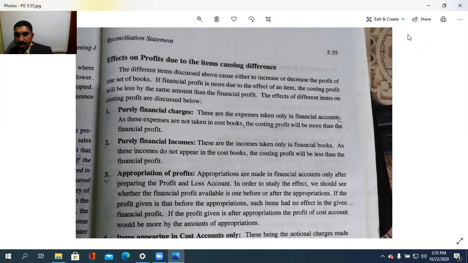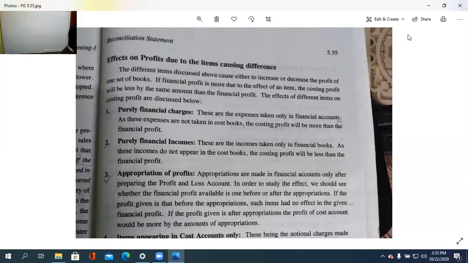As these expenses are not taken in the cost books, the costing profit will be more than the financial profit. അല്ലെ? അത്രയും എക്സ്പെൻസസ് കോസ്റ്റിനകത്ത് എടുക്കുന്നില്ല, പക്ഷേ ഫിനാൻഷ്യൽ എക്സ്പെൻസസ് ആയതുകൊണ്ട് എവിടെ എടുക്കണം? ഫിനാൻഷ്യൽ പ്രോഫിറ്റ് കൺസിഡർ ചെയ്യുന്നതിന് ഫിനാൻഷ്യൽ സെറ്റ് ഓഫ് ബുക്സിൽ എടുക്കണം, കോസ്റ്റിംഗ് സെറ്റ് ഓഫ് ബുക്സിൽ എടുക്കണ്ട. അപ്പൊ എന്താ വരുന്നത്? കോസ്റ്റിംഗ് പ്രോഫിറ്റ് വിൽ ബി മോർ ദാൻ ദി ഫിനാൻഷ്യൽ പ്രോഫിറ്റ്.